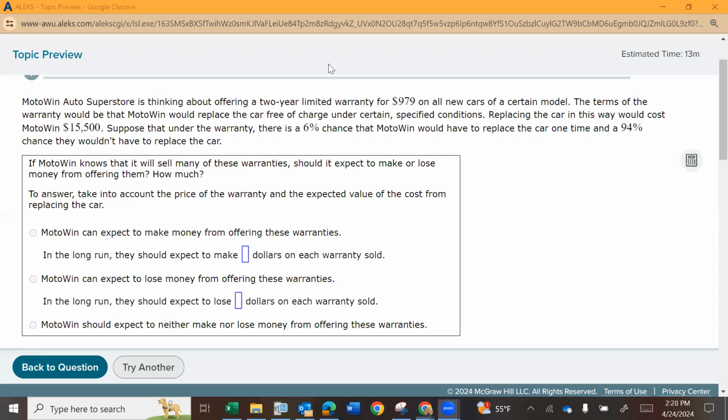Now, before we continue with this one, I want to mention something real quick. Like on that last video, there are three main choices. MotoWin can expect to make money, lose money, or break even. If we get a positive expected value, that's make money. If we get a negative expected value, that's lose money. And if we get a zero for the expected value, which doesn't happen a lot, because it's tough to hit that one tiny target, then neither. You're not gaining, you're not losing, you're just breaking even.